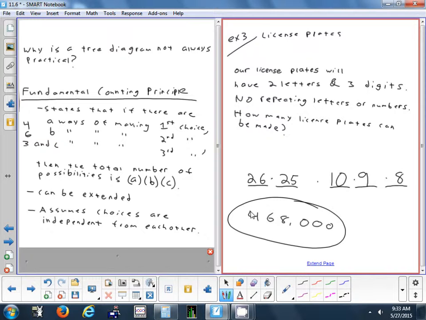Yeah, I mean, it's quite a few. But even if you think of New York City, they couldn't use this system. It's not enough. They need a version of license plates where you can go at least in the millions.